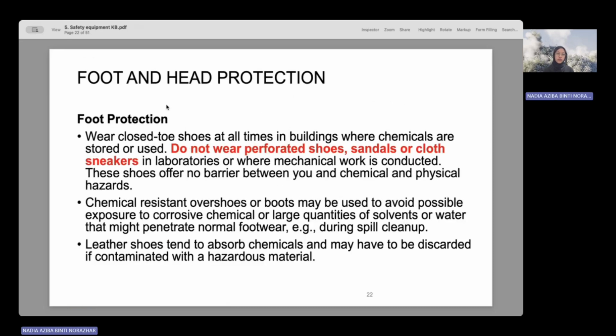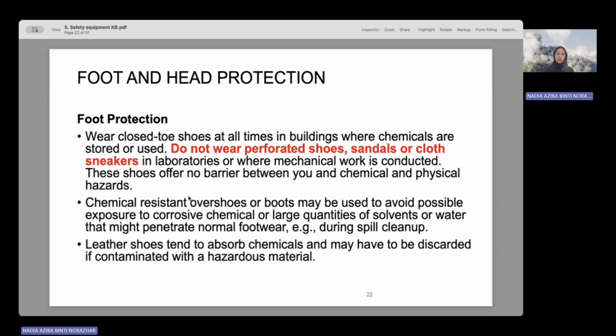Next, we'll be discussing foot and head protection. For foot protection, we have to wear closed-toe shoes at all times in buildings where chemicals are stored or used. We cannot wear perforated shoes, or shoes with holes or gaps in them, sandals or canvas sneakers in labs or where mechanical work is conducted. These shoes offer no barrier between you and chemical and physical hazards.